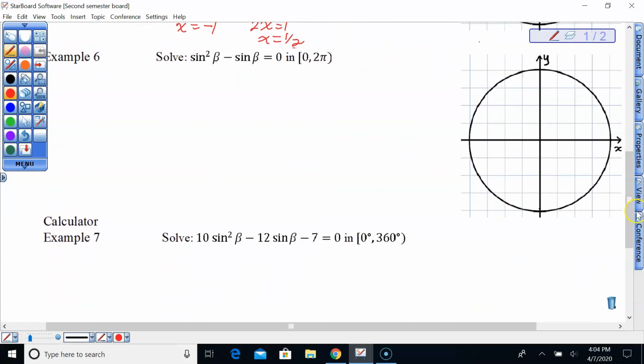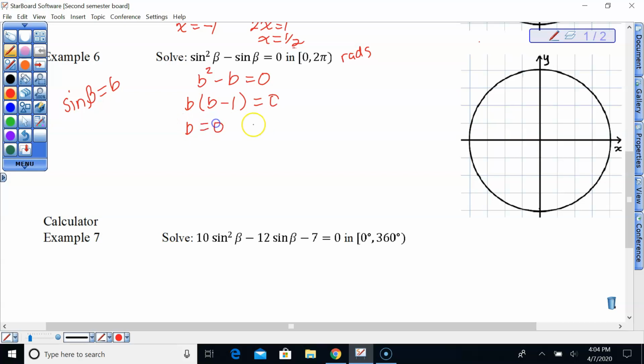So it says solve sine squared beta minus sine beta equals 0 in 0 to 2 pi. So this is in radians. So let's take a look at that. Maybe you don't like to factor in terms of trig terms. It's definitely quadratic. So we'll just say we're going to let sine beta be replaced with b. And so this would be b squared minus b equals 0. We can factor here, a common factor of b, so we'll factor out the b. And that'll leave us with b minus 1 equals 0.